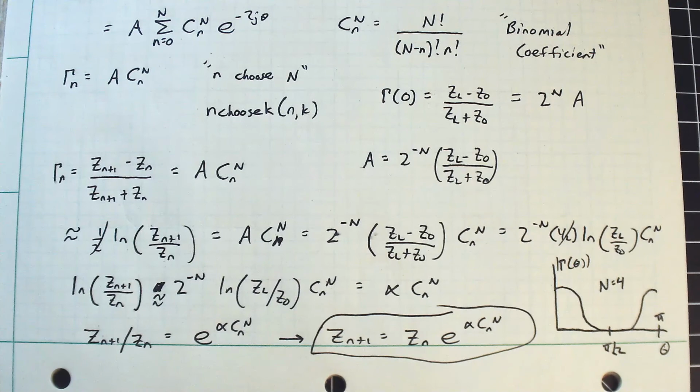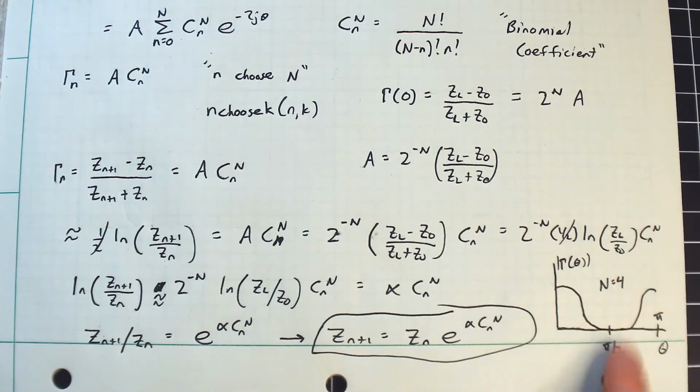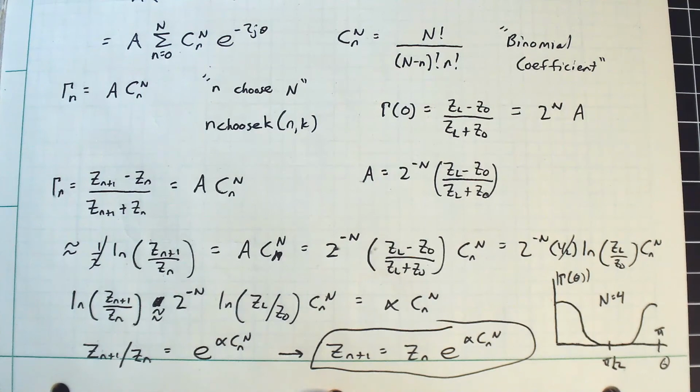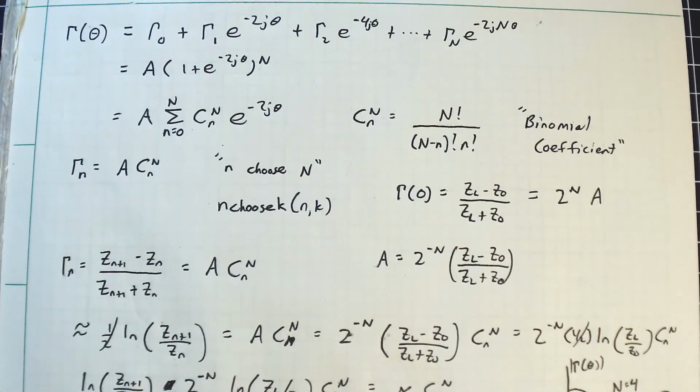But there's some other practical issues we'll talk about as well. So you don't need like 15 or 20 segments in order to make this work. It does work miraculously well with only a handful, 2 to 4, of these transformer networks, and you get very, very good bandwidth. Okay, so that's the essence of the binomial matching network in a nutshell.